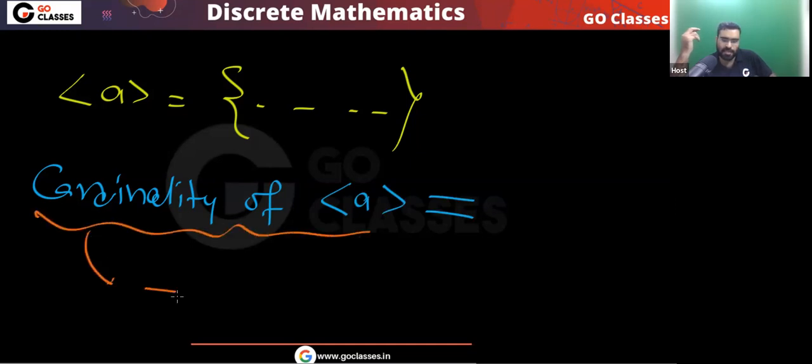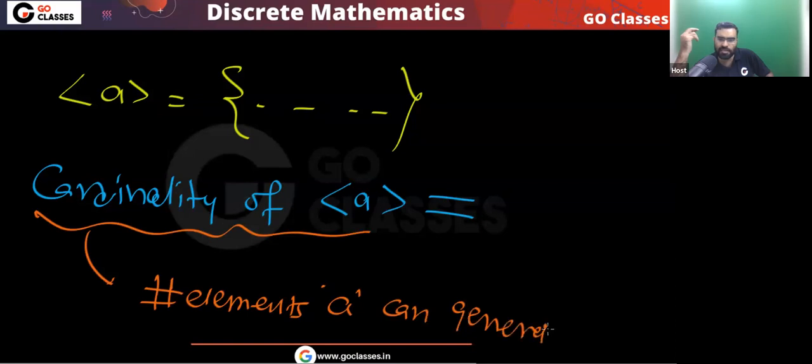That is the same as the number of elements A can generate, and that is the same as the order of A. We have already seen all these things in our lectures. If you want to find the order of A, let's assume A is an element of a group.